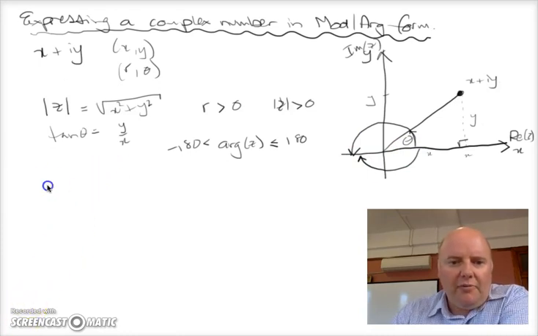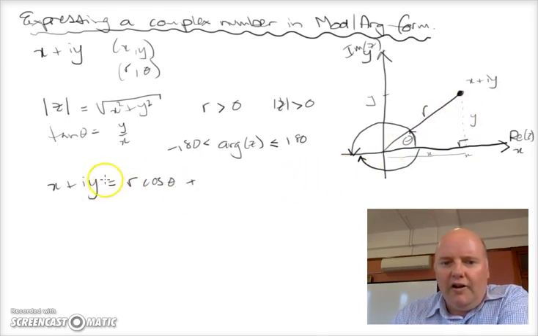So if we've got a complex number x plus iy, we know we can write x, so this distance here, is going to be r times cos theta. So we have r cos theta plus the y value is r sine theta. So x we can write as cos theta, and you're familiar with that from your other work, and y is expressed as sine theta. Now that has an i as well.